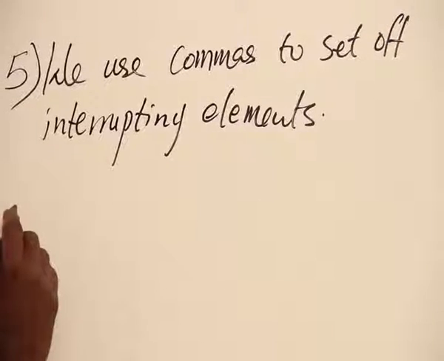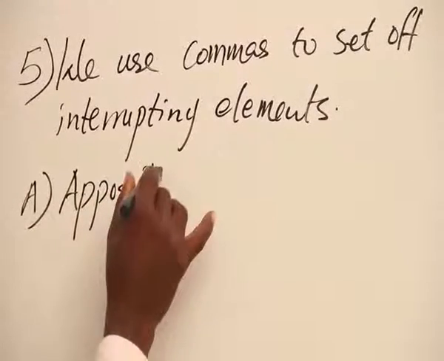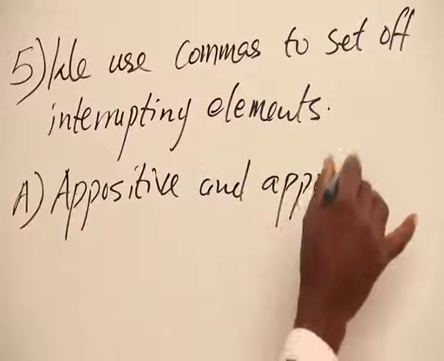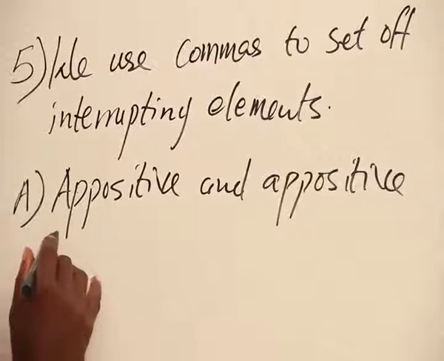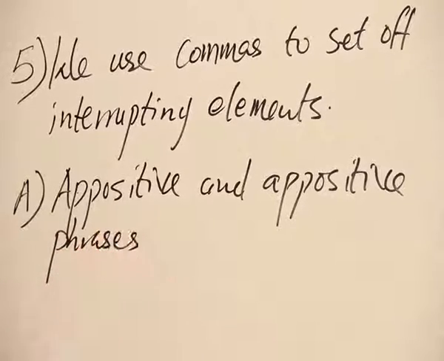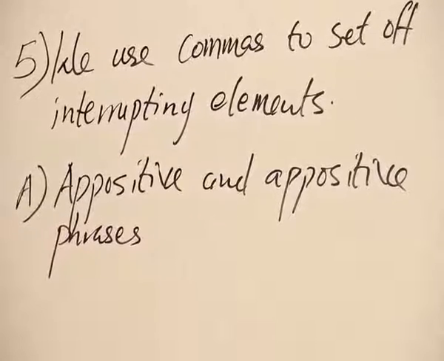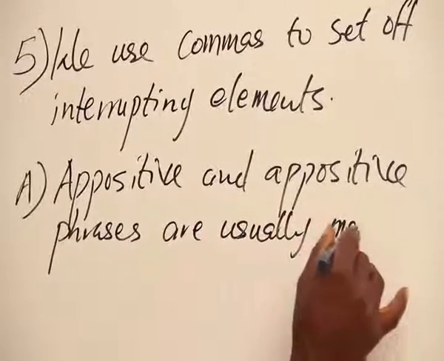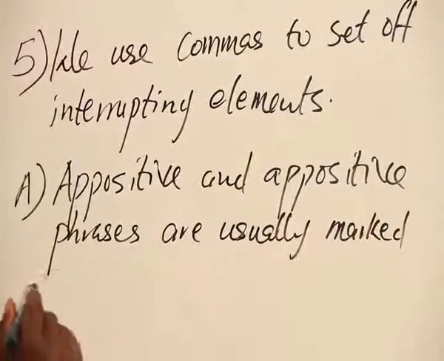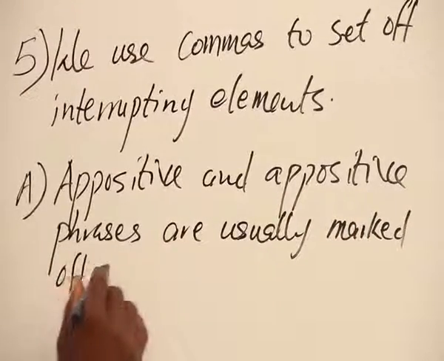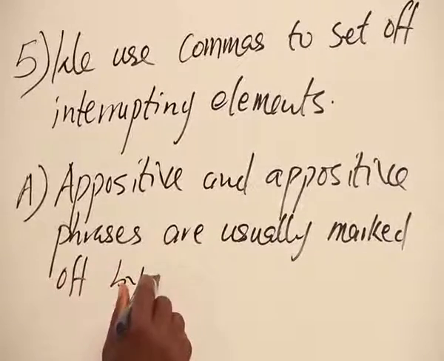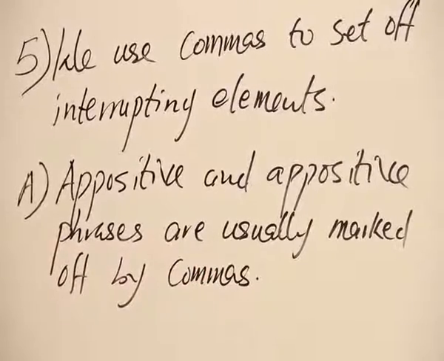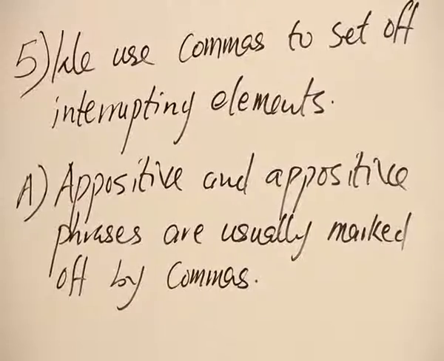So we'll take our first rule, A: appositives and appositive phrases are usually marked off by commas. That is, we'll set them apart, we'll separate them using commas.